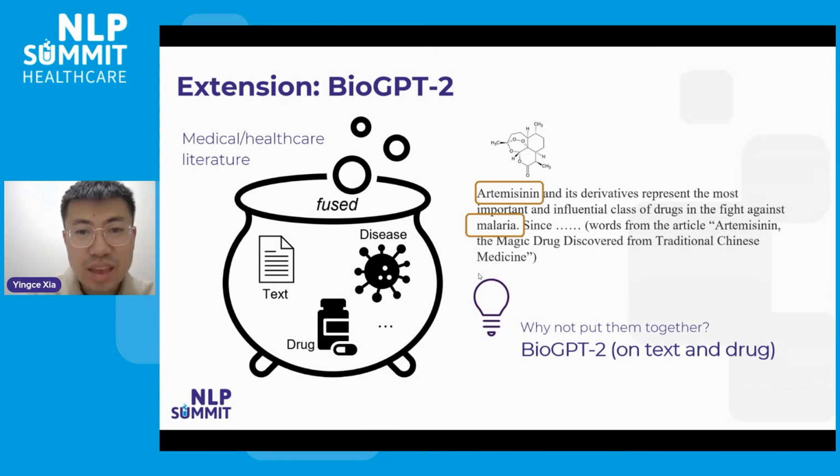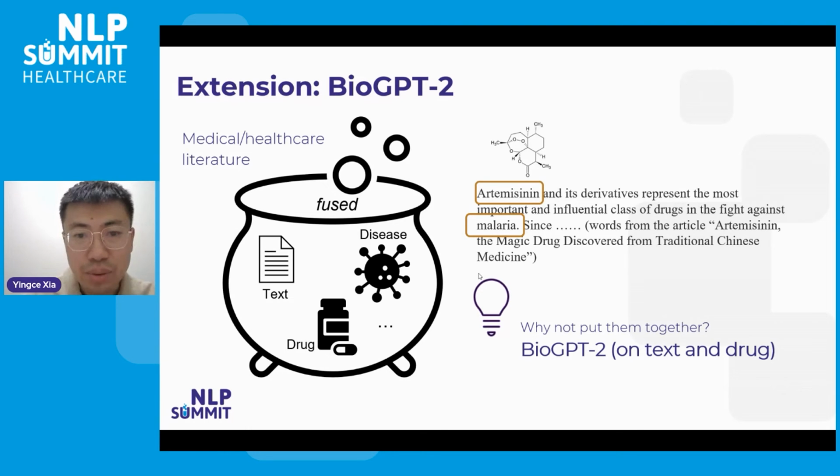Okay, thank you, Renqian, for the nice introduction. Hi, everyone. This is Yingce from Microsoft Research AI for Science. I will present the second part. After proposing BioGPT, now we extend it to another version, BioGPT-2. The motivation is that in medical or healthcare literature, multiple types of entities appear together, like the text, the drug, the disease, and so on. They are deeply fused in the literature.